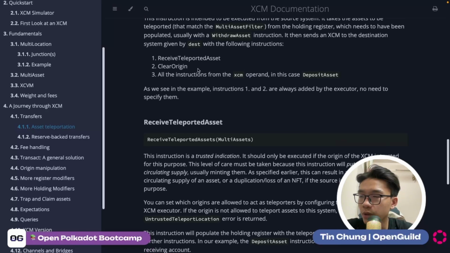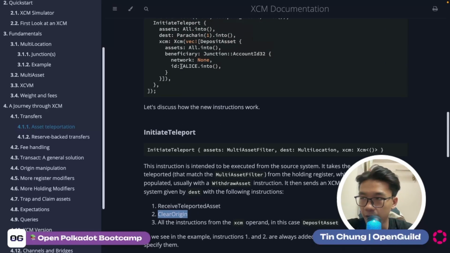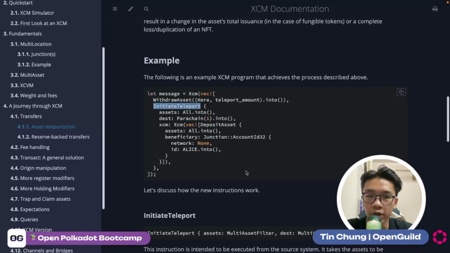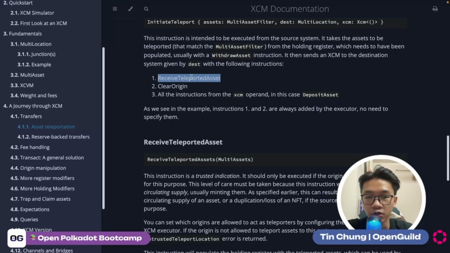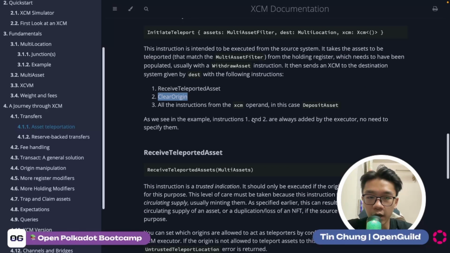The thing that should be noted down here is that receive teleported asset and clear origin are always added when you call initiate teleport. So when you initiate a new teleport, these instructions, receive teleported asset and also clear origin, are going to be added automatically. Why do we need the clear origin to be added in this case? Because we don't want the destination chain, when everything is done, to still use the origin that you sent to that chain to manipulate some instructions and then use the assets of that origin. We don't want any malicious actions to happen. So you have to clear the origin.